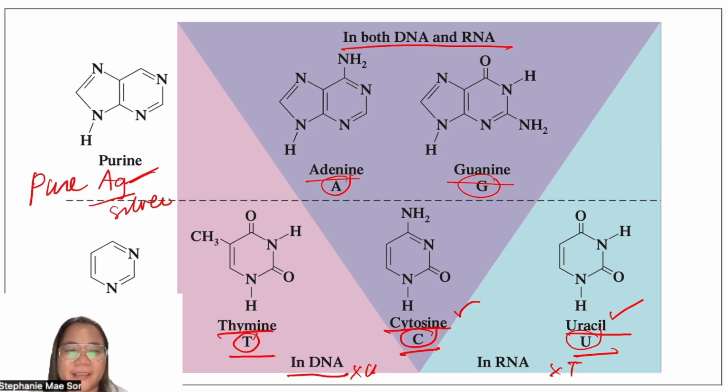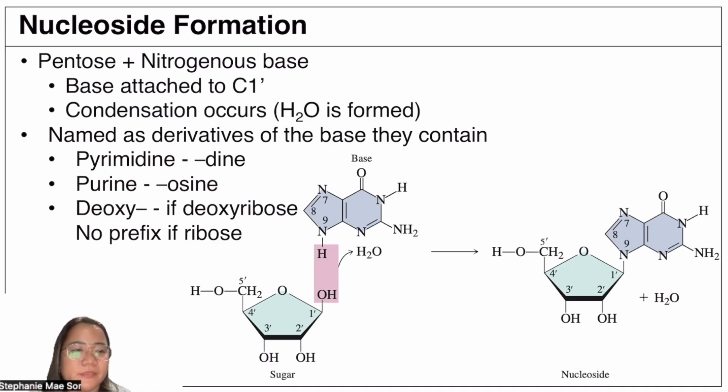So, tapos na tayo dun sa nitrogenous bases natin, no? So, now let's go to how do you form your nucleotides? Let's discuss this. How is it formed? Before you form your nucleotides, you form something called the nucleoside. So, your nucleoside is the fusion of your pentose sugar plus nitrogenous base. Kasi diba sabi natin yung nucleotides are made up of three. Meron siyang pentose sugar, meron siyang nitrogenous base, meron siyang phosphate. So, dito sa nucleoside formation, wala pa yung phosphate. Ang pagsasamahin mo pa lang is your pentose plus your nitrogenous base.